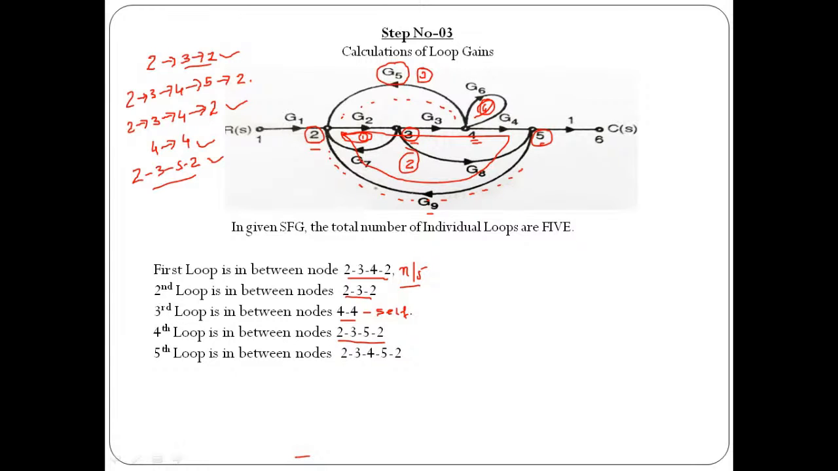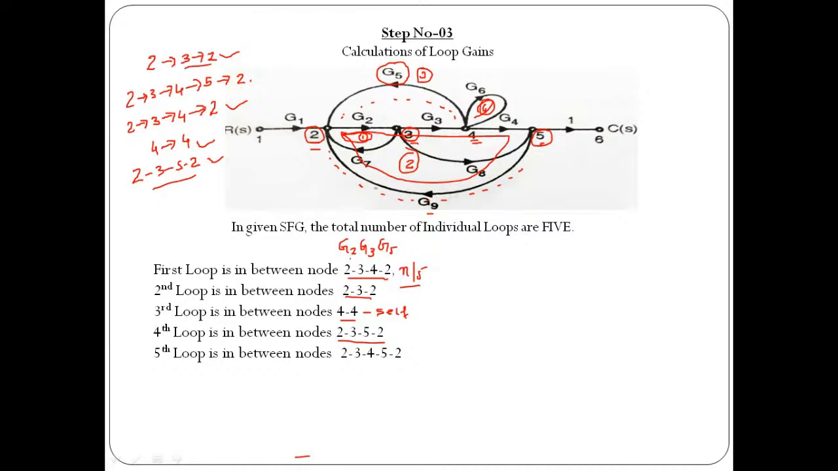So once we identify how many loops there are, what we need to do now is find out their loop gain. So let us try to find out the loop gain for these loops. Now you tell me what will be the gain for the first loop. Which one will be the first loop? It is formed between 2, 3, 4, 2. See, 2, 3, 4 and then coming back to 2. So what will be the gain for this? It will be G2 multiplied by G3 multiplied by G5.